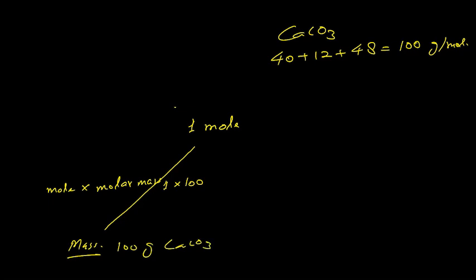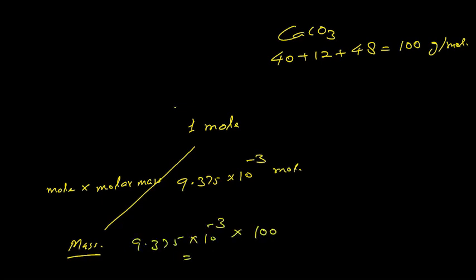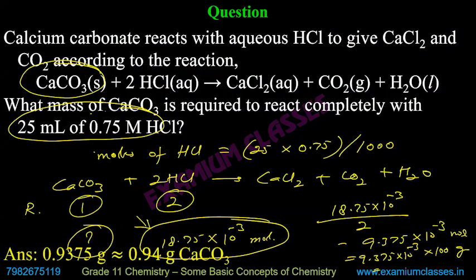But we don't have 1 mole. We had 9.375 into 10 to the power minus 3 moles. So we will get mass equal to number of moles multiplied by molar mass. That is 9.375 into 10 to the power minus 1, that is, you can say 0.9375, or approximately 0.94. Is that clear? Yes. So that's what the answer is. It is 0.9375 gram.